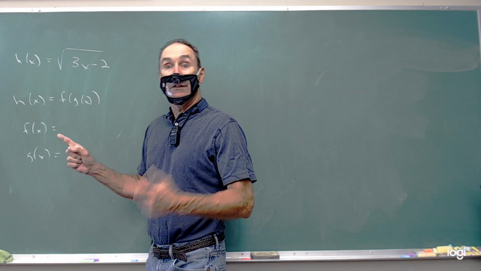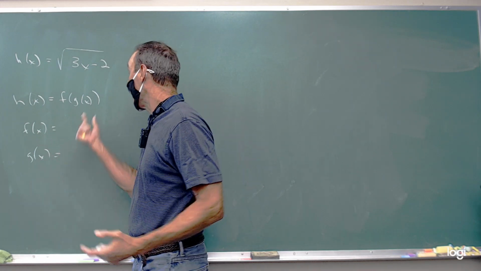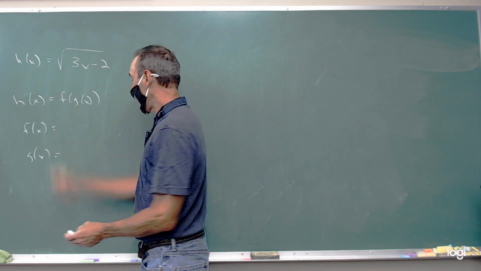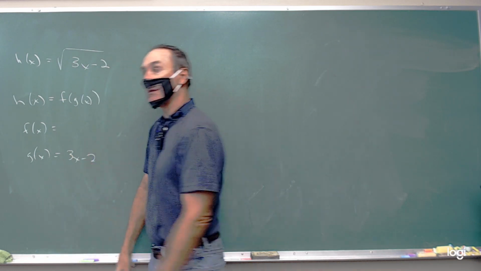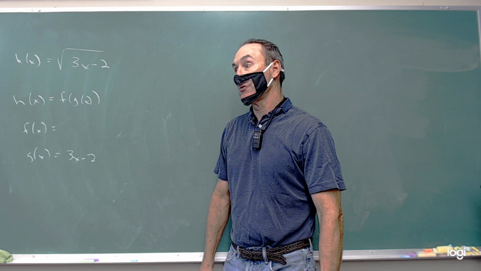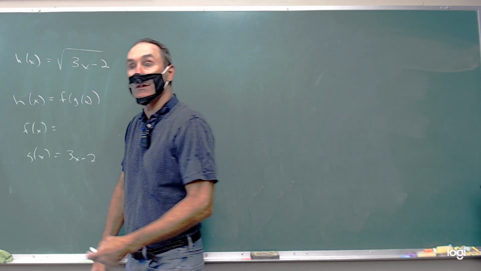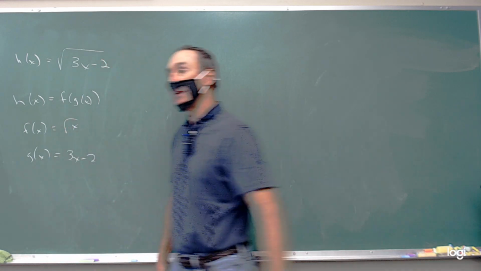So, yeah, that's the natural choice, because g of x is the inside function. And inside here is the 3x minus 2. That's kind of a natural choice. Then what is the outside function? What is g sitting inside of? Square root of x. And that's one possibility.